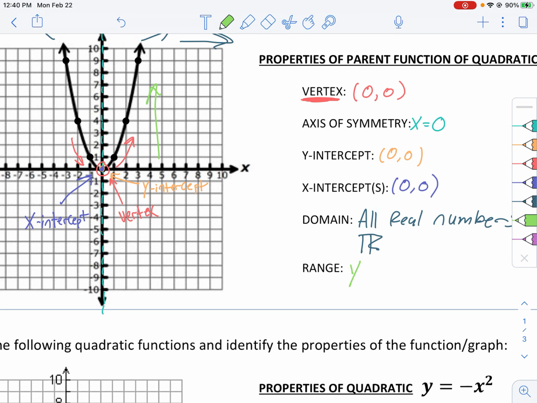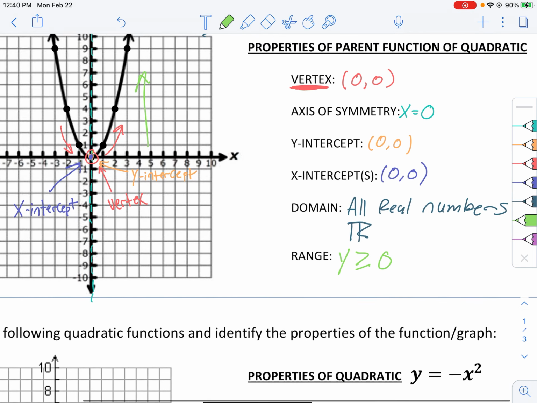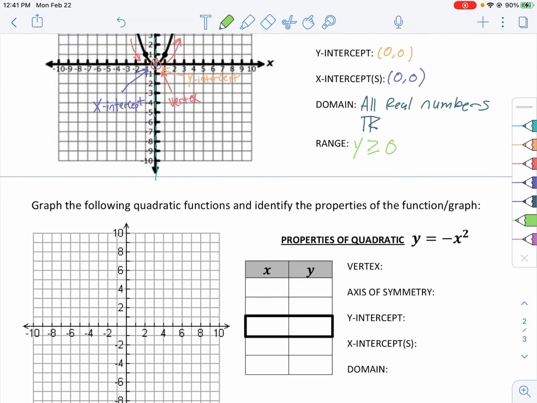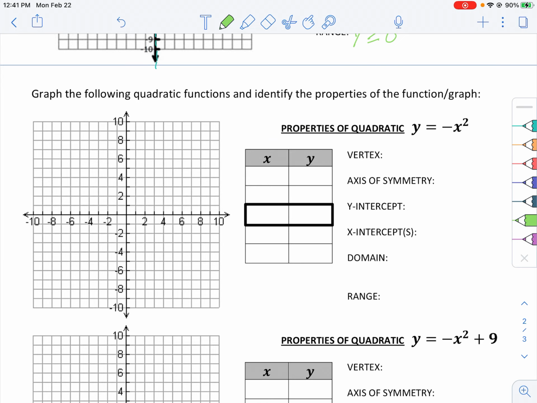So we would say y is greater than or equal to 0. And that would be the range of this function. All right? So let's take a look at another one. y equals negative x squared. So let's just build that table.